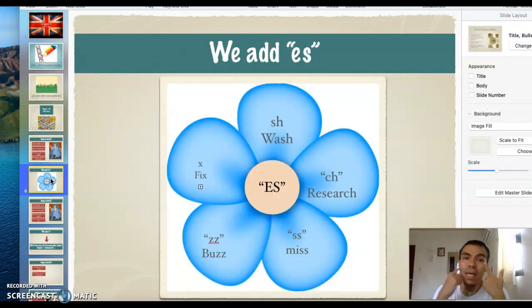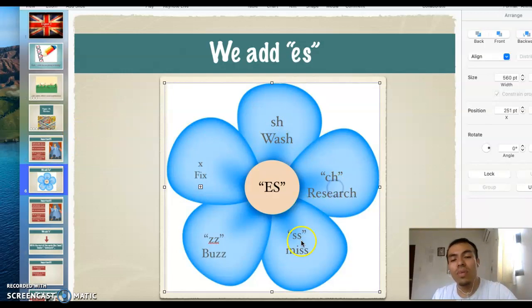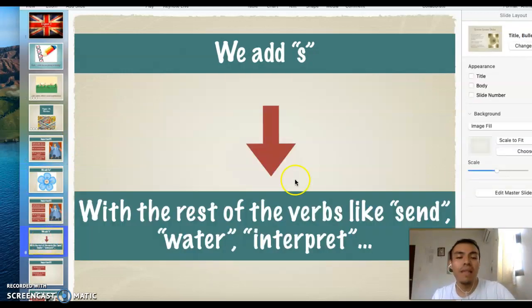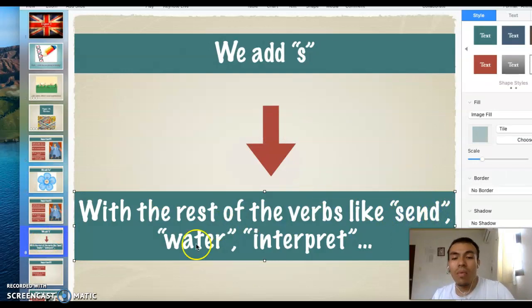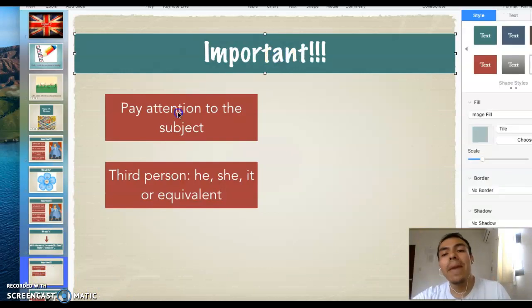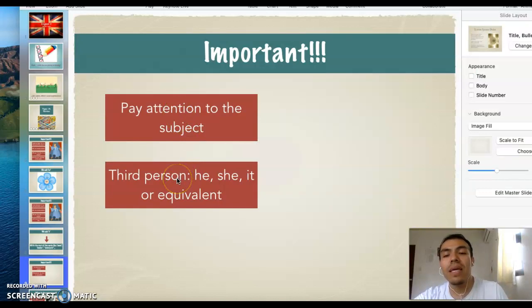Those verbs, if you pay attention, don't end with the letters sh, ch, ss, etc. They are different. They end, for example, send with the letter d, water with the letter r, interpret with the letter t, and so on. It's very, very different. Important, pay attention to the subject, and take into consideration that most of these rules apply just with the third person. The third person is he, she, or it, or the equivalent.